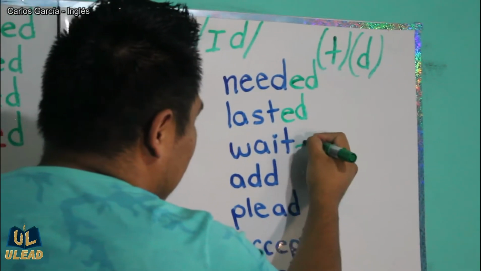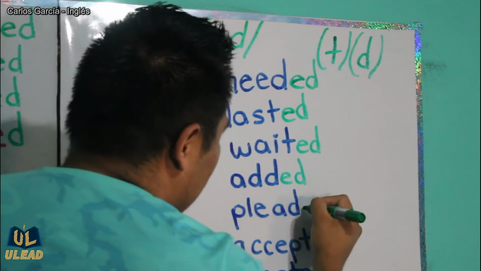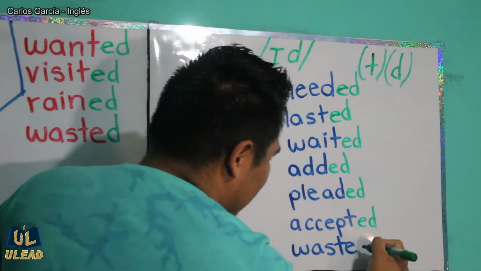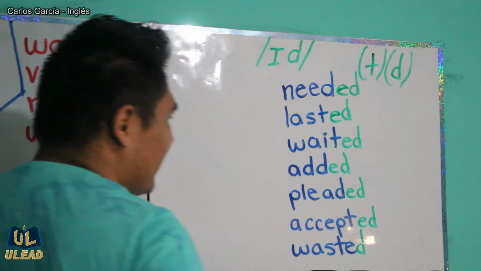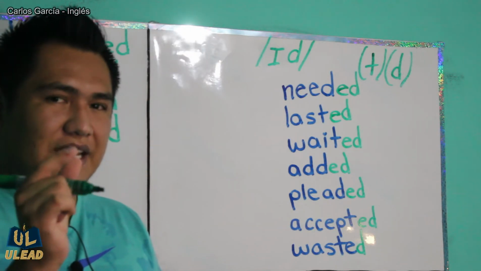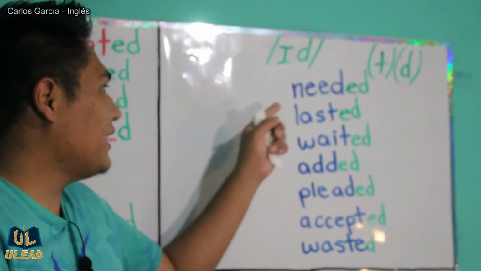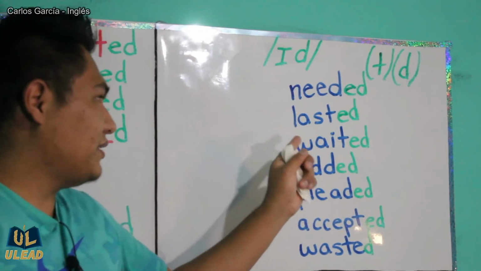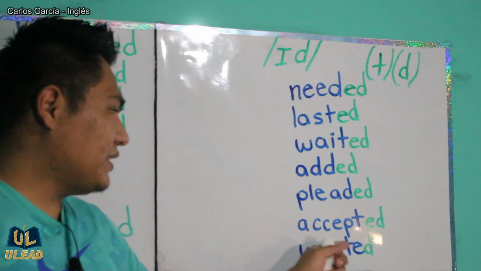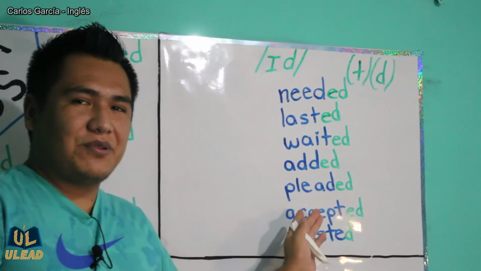lasted, waited, added, pleaded, accepted, wasted. Okay? If you notice, it's a short and low pitch. Okay? It's not very strong, not very long. It's just id. Okay? Needed, lasted, waited, added, pleaded, accepted, and wasted. Alright? This is very simple.